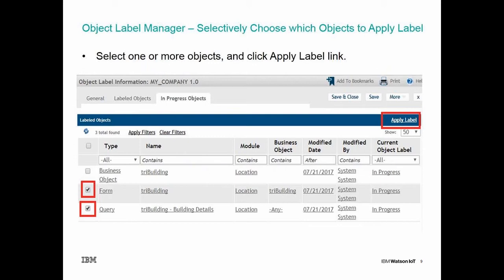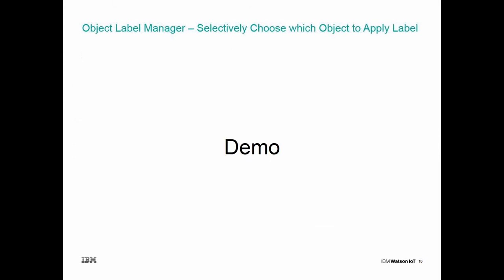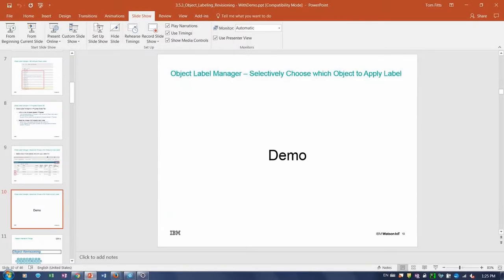This screenshot shows the In Progress tab of an object label record definition. Highlighted are the checkboxes next to each In Progress object. What this screenshot shows is you'll want to select the objects to apply a label to, and then click the Apply Label link. This is how you would selectively label particular objects. And I will show you a demo of how this works.